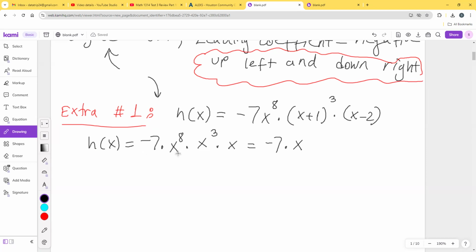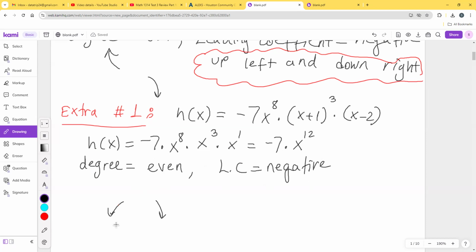So for x's, what's the ultimate power? 8 plus 3 is 11. One more is 12. So here, the degree is 12, which is an even number. And the leading coefficient is -7, which is a negative number. Now, what kind of end behavior do we get if we have an even degree and negative leading coefficient?